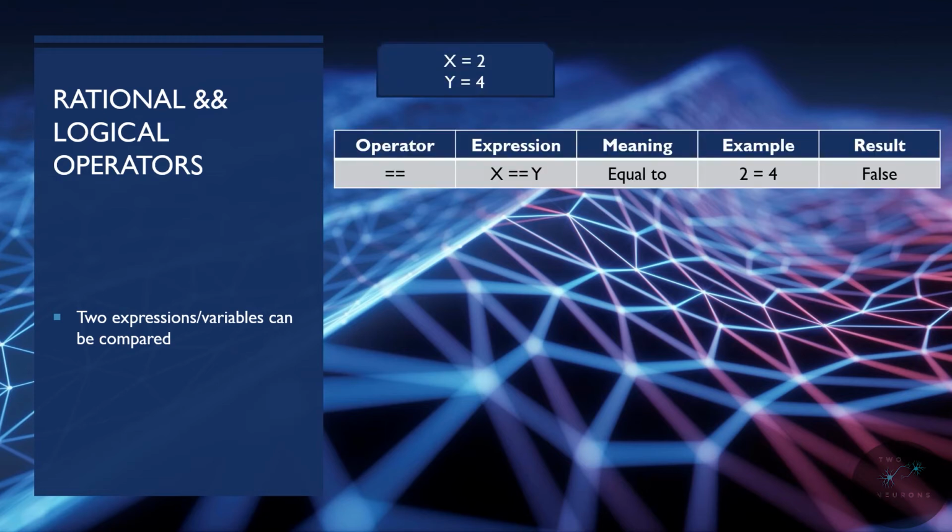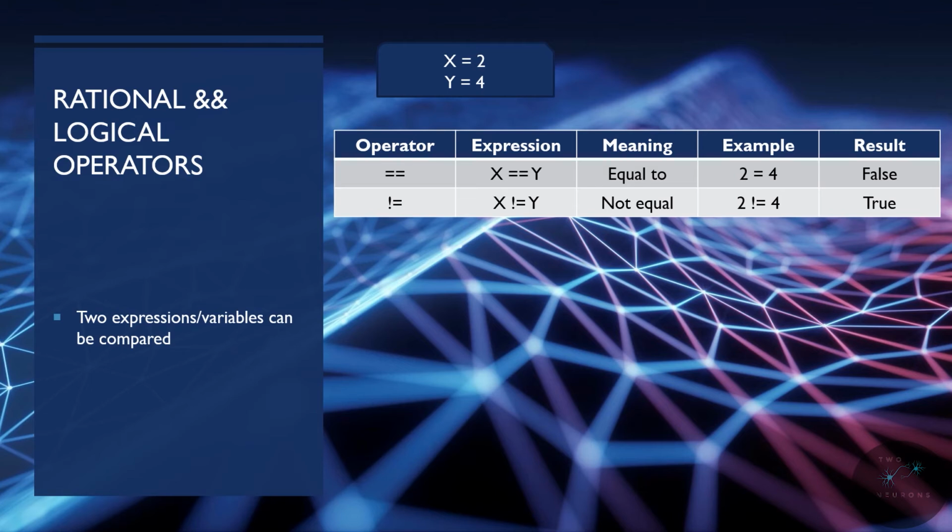So let's say we want to say, are two things equal to each other, and we're going to use x as 2 and y as 4 as before. And the operator for equal is a double equal sign. So x == y means is x equal to y, and 2 is not equal to 4, so that would be a false statement. Next, we have not equal to, and that is exclamation mark equal sign. So x != y is 2 not equal to 4, and that statement is true. 2 is not equal to 4.